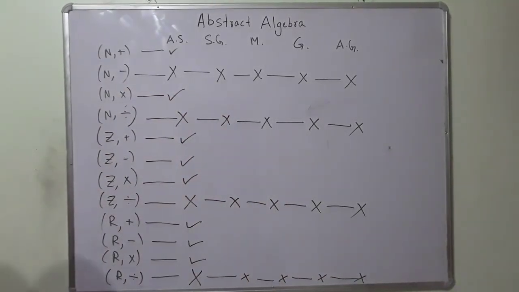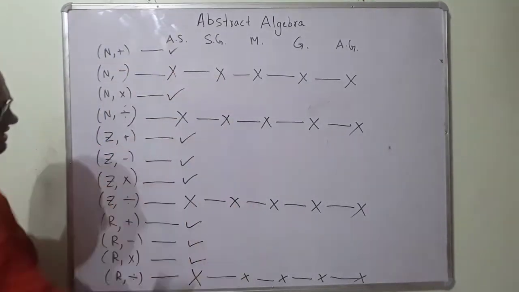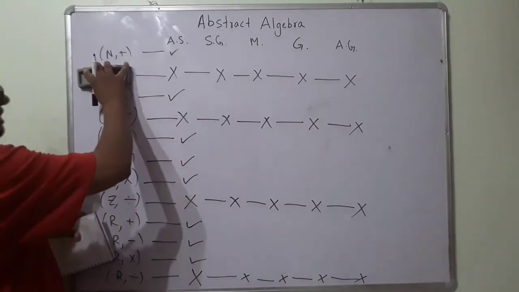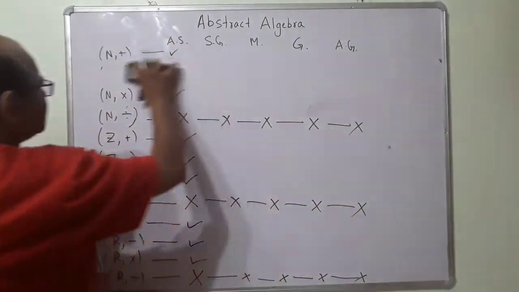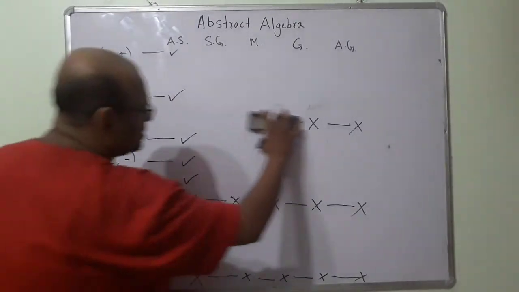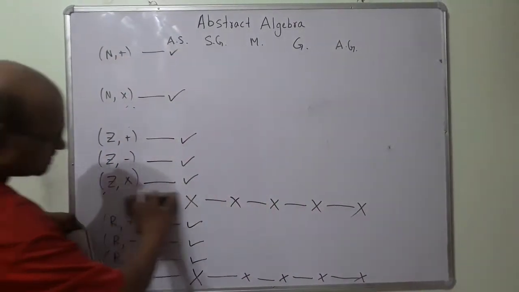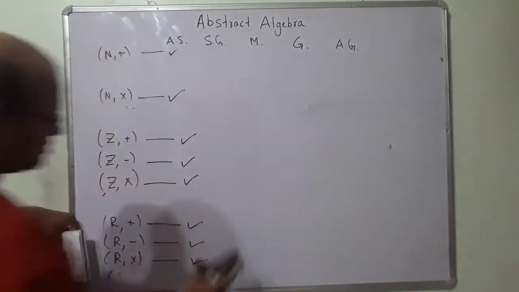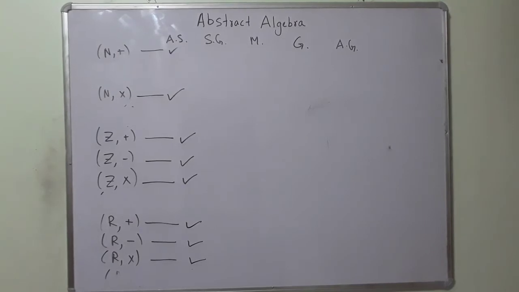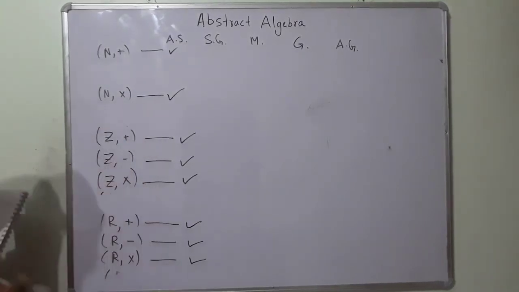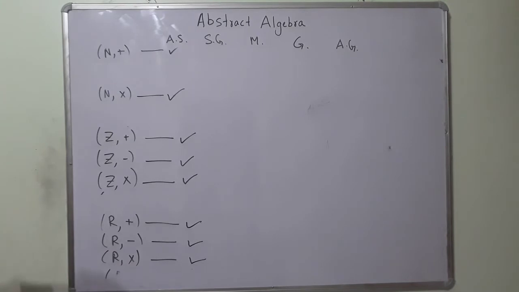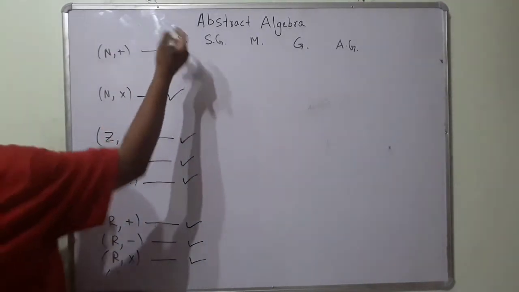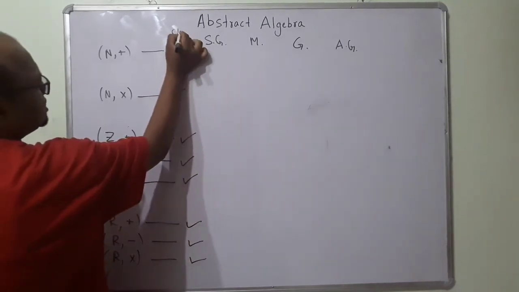Now let us see whatever remains. Let me remove all this to make it clearer. This cannot be anything. So let me remove all this. Now we have less clutter. So natural number under addition, I know it is an algebraic structure that is closed.